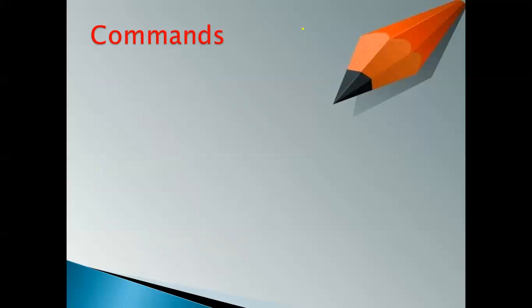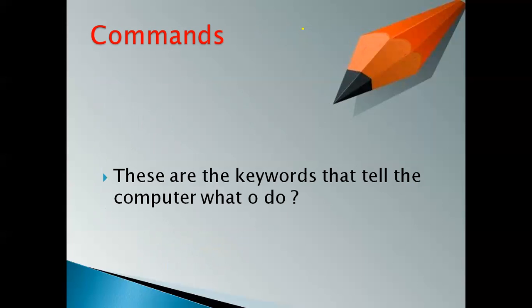Commands. For example, in games, if we are going to prepare a Spider-Man game and we want to make Spider-Man run left or right or jump, we need to specify the instructions. Those instructions are commands. These are the keywords that tell the computer what to do. For example, if you press the left key, Spider-Man should turn left.